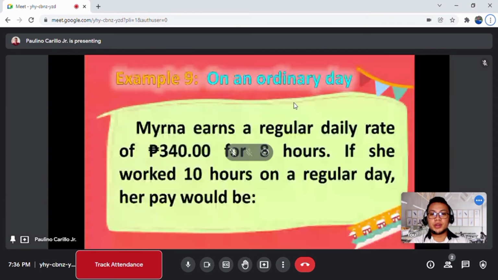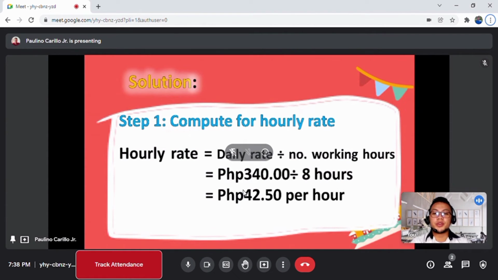Now, I have here for an ordinary day, Myrna earns a regular daily rate of 340 pesos for 8 hours, but she is requested to work for 10 hours, which is extended for 2 hours. Therefore, those 2 hours are what we call the overtime. To solve for her regular day, we need to compute first for the hourly rate. How are we going to do that? Let us first divide the daily rate by the number of working hours. In Myrna's case, we have 340 pesos, and the number of her working hours is 8. Using our calculator, we'll get 42 pesos and 50 centavos. Therefore, it is the hourly rate of Myrna during a regular day.